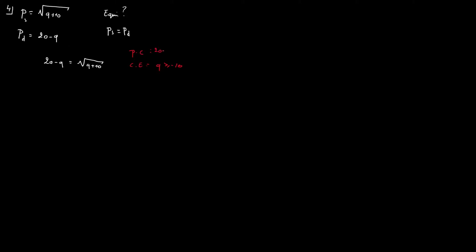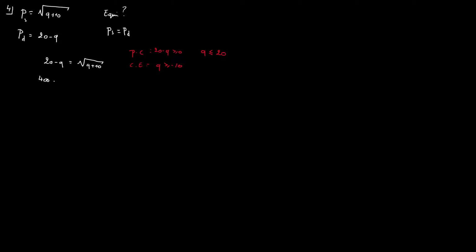Okay, but your power condition tells us that 20 minus Q needs to be greater or equal than 0. Or, in other words, Q is less or equal than 20. Meaning that this is going to affect our domain of the function. This is going to affect our solutions of the function. So once we have kept track of this, we can now square on both sides.